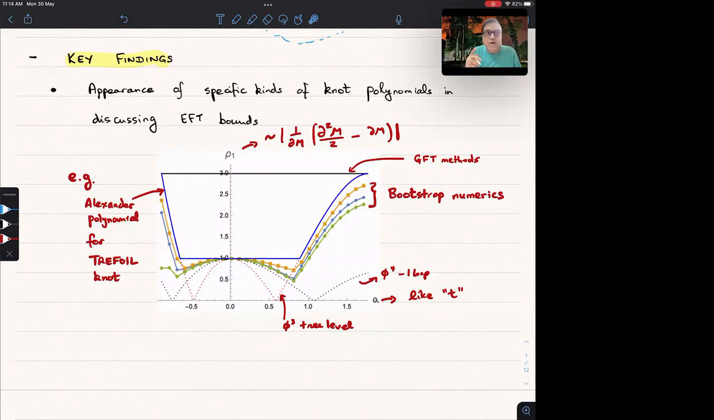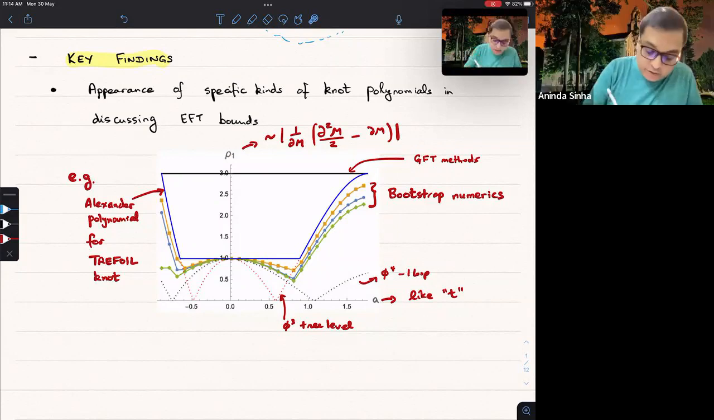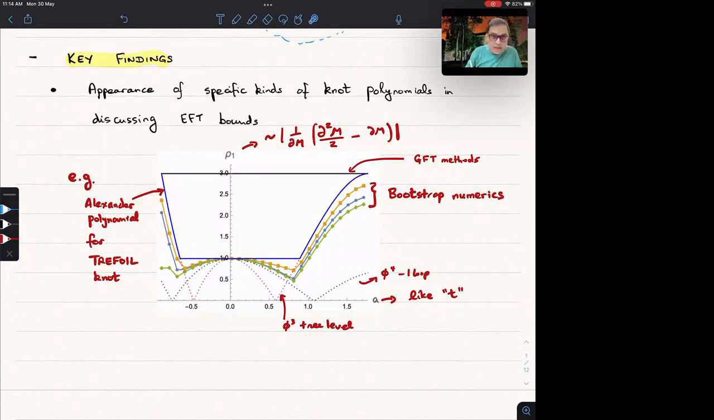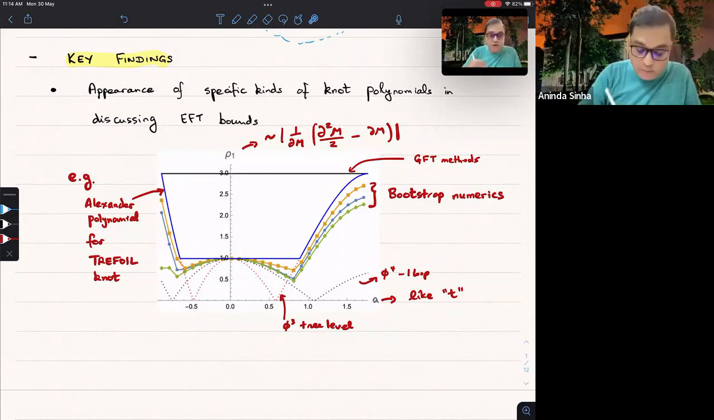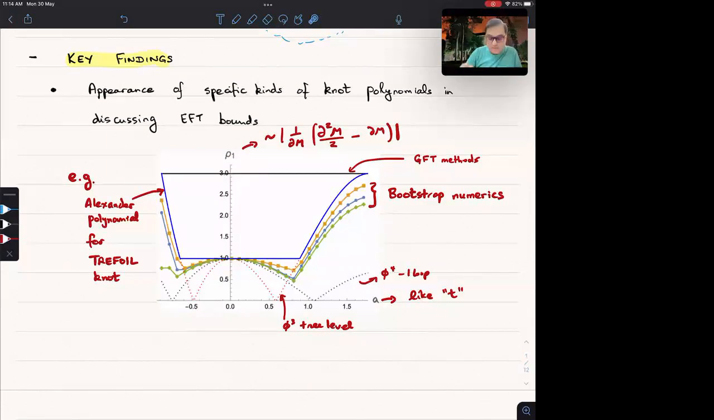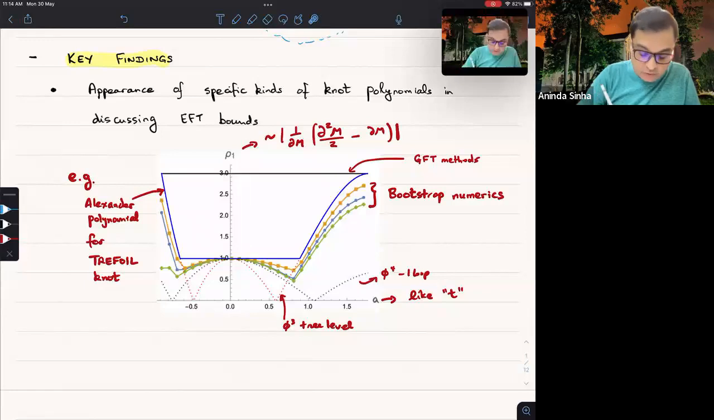Sorry, Anindya, just say once more, what is the significance of the blue curve? The blue curve is the bounding curve, which we can derive analytically, and which tells us that in the theory space there will be no points above this line. Oh, I see. So the blue curve is the theory space bound, and the theory space bound is given by an Alexander polynomial for the trefoil knot. I'll give you the background for all this in a bit.